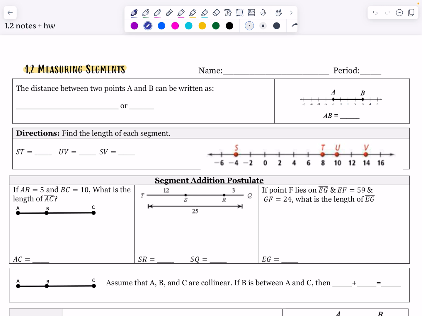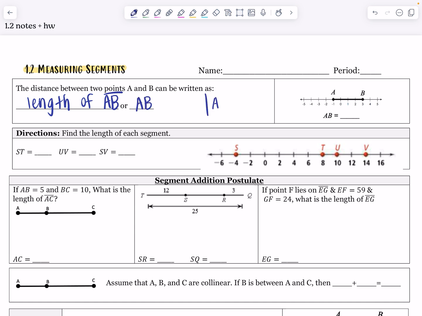So the distance between 2 points A and B can be written as the length of segment AB or AB. To find that, we are going to take the absolute value of the difference of their coordinates. If I'm trying to find the length of AB, A is located at -1, and I'm going to subtract where B is located at 3. The reason I want to take the absolute value of that, -1 minus 3 is -4, is that we know that distance cannot be negative.